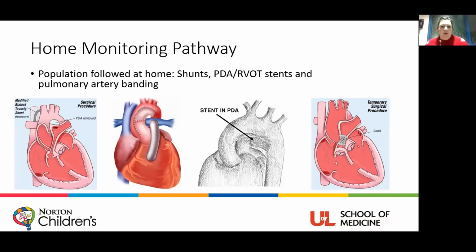So who do we follow? What population of patients do we follow in our home monitoring program? Anywhere from shunt patients, which can be a Blalock-Taussig shunt, a Sano shunt, which is like an RV to pulmonary artery artificial tube, we can do PDA stents, we follow them as well, and then pulmonary artery bands, or if we've had a stent to right ventricular outflow tract. Those are all patients that we follow within our home monitoring program.